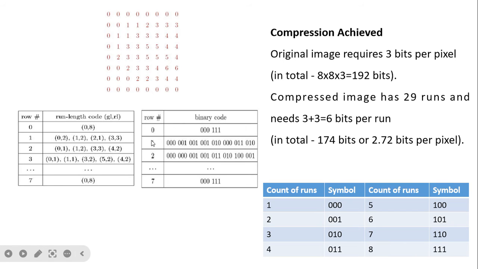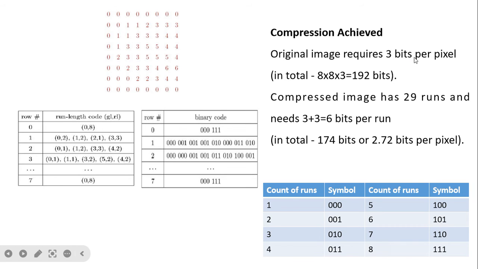So 0 is nothing but 000. For 2 we are using 001. So in this way we are representing it, and in this way the image can be compressed or encoded by using run length encoding.